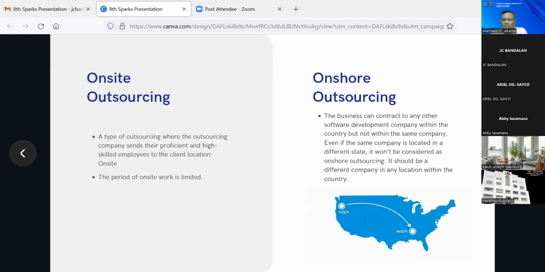Next is the on-site outsourcing. So the on-site outsourcing is a type of outsourcing where the outsourcing company sends their proficient and high-skilled employees to the client location. Ito yung mga, with the previous companies that we do have, ito yung ginagawa namin. Kasi I remember we're having troubles when it comes to integrating kasi yung IT team ng company na i-integrate namin sa platform namin are actually Chinese. So there's always a language barrier, parang ang tagal nila mag-reply.